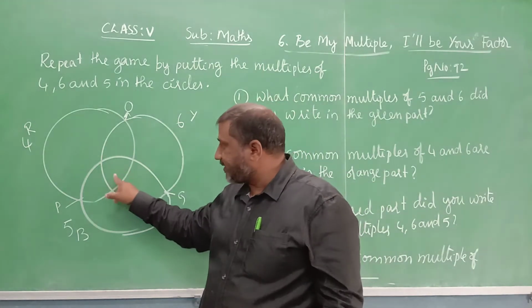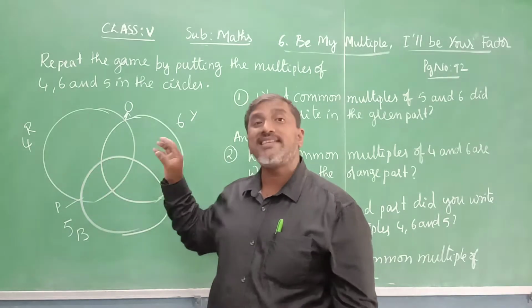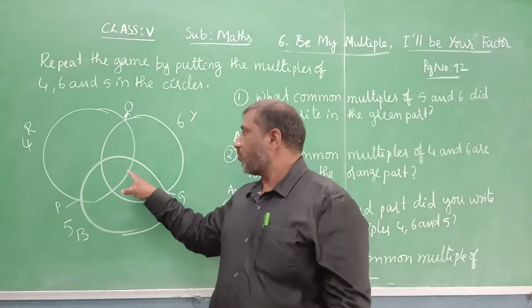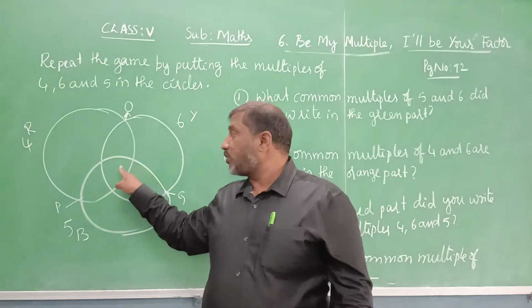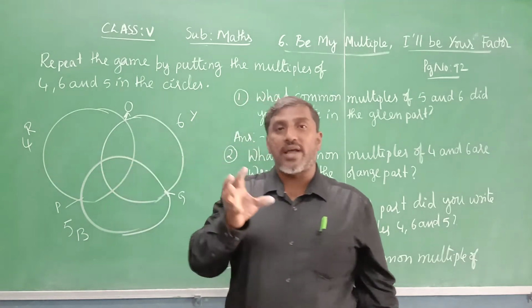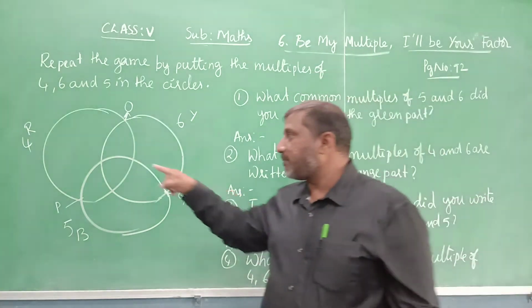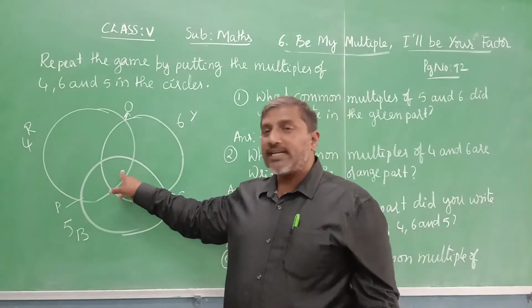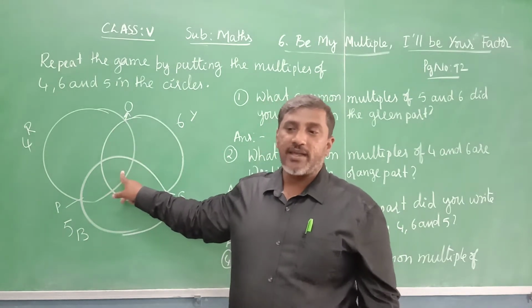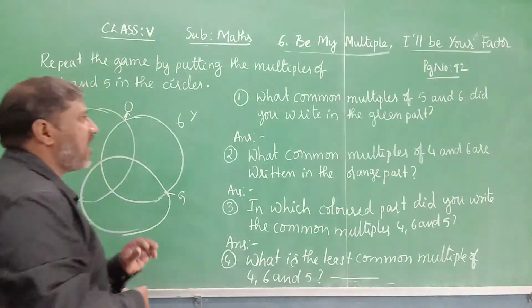Then this is the space that is left over. This is common for all the 3 circles. So what do we use this common space for? Yes, we use this common space to write the common multiples of all the 3 numbers, that is 4, 5 and 6. It is in grey color. Is it clear, children? Now start.